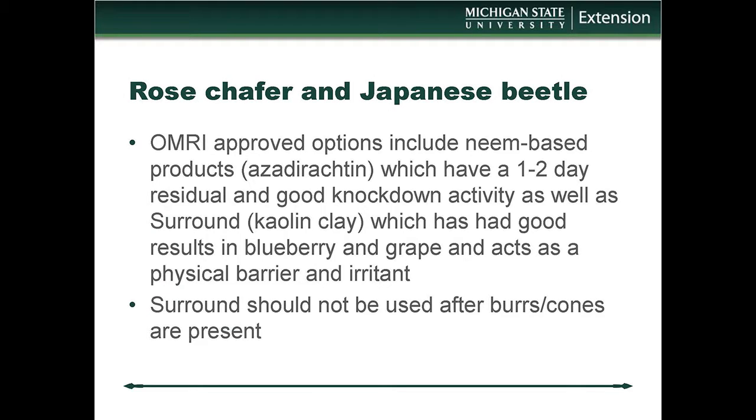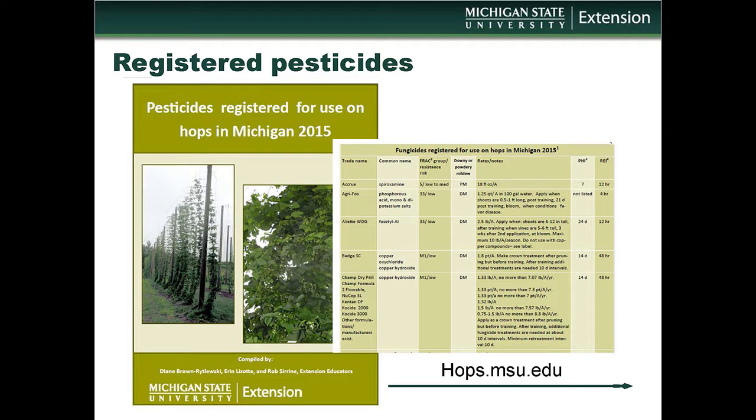So again, there's some OMRI-approved products. Surround is one that you may see come up in regards to rose chafer and Japanese beetle. That's a kaolin clay product. It forms a particle film. It's an irritant, and basically they don't want to hang out on your hop plant if it has Surround on it. But it does not wash off of cones, so we don't want to apply Surround after burst stage. So our registered pesticide sheet at MSU.